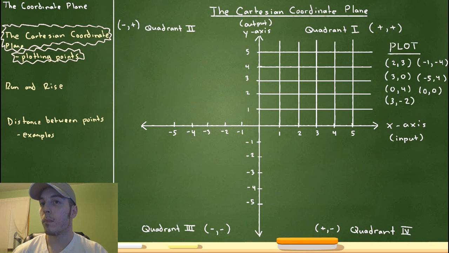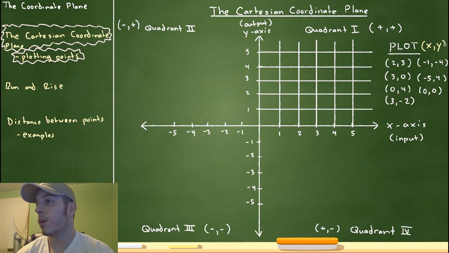So let's plot some points. I have 7 points here. Let's begin with this one, 2, 3. Now, the 2 here represents the position of your x variable, and the 3 represents the position of your y variable. So let me write that right here. The first number represents your input. The second number represents the output.